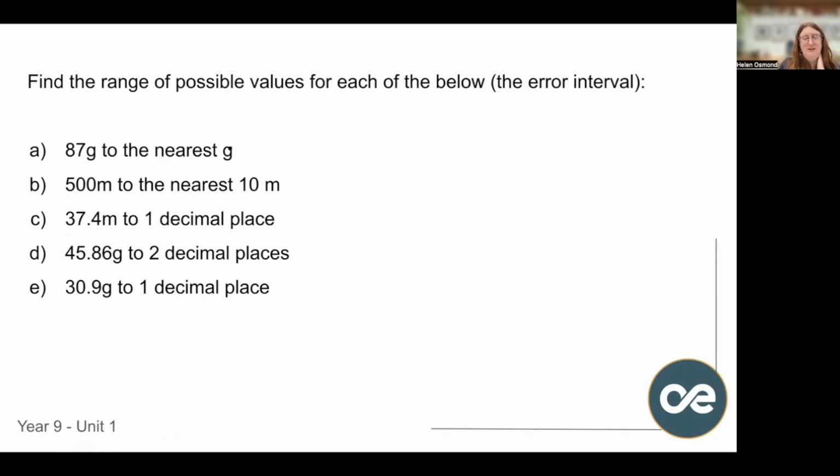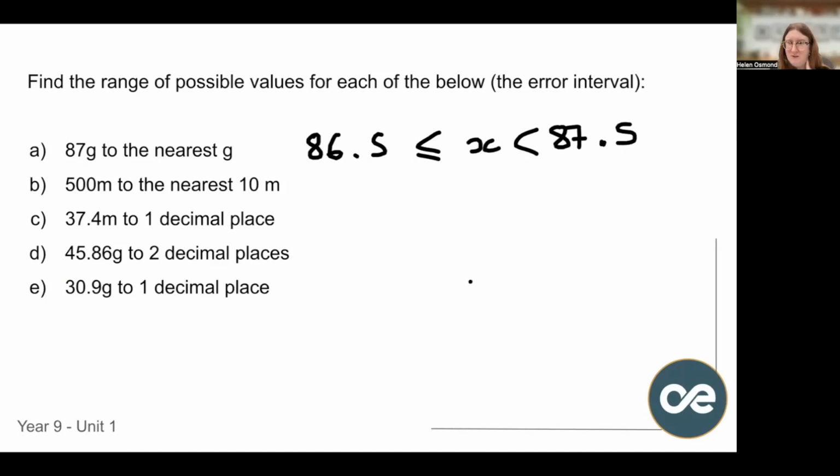So 87 to the nearest gram. So the smallest value this could be is 86.5 grams, because anything smaller than that is going to round down to 86. But we do include it. We're going to round it up if it's 86.5. And at the other end, everything up to but not including 87.5 is going to round down to 87. So our error interval is all the values of x between 86.5 and up to but not including 87.5.